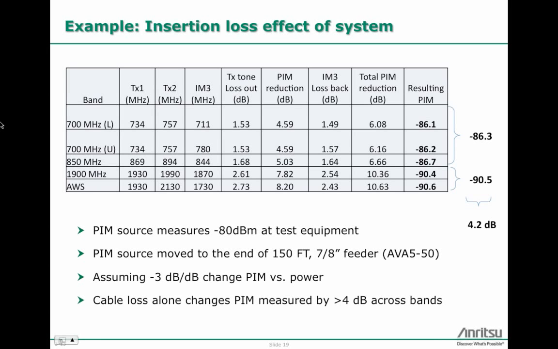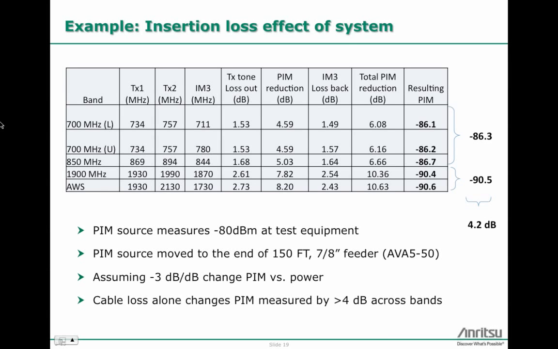Okay, this one is another one I find very interesting. It's going to take a little bit of explanation, so bear with me on this. This is looking at purely the impact of insertion loss on what you perceive as the measured PIM at the system you're testing. What I'm looking at is a known PIM source, in this case a minus 80 dBm PIM source. Let's assume that on all of those pieces of equipment, it measured perfectly minus 80 dBm when I measure it directly at the test set.